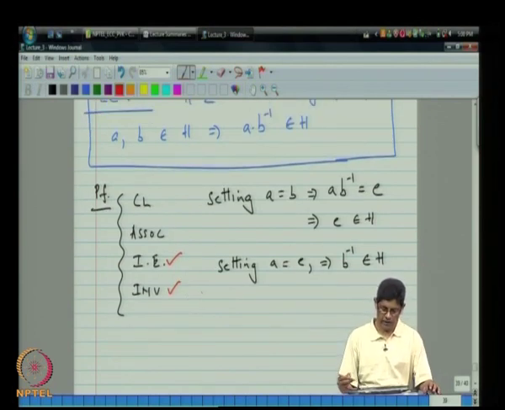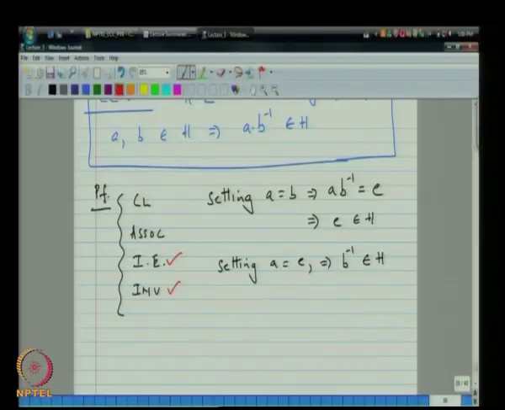Now, the associative property is something that we do not have to test for. The associative property requires that the way in which you group elements together before multiplying does not matter. Since that holds for the parent group, it also holds for the subset. So, we do not really have to test for that, and we will just put down a tick for that.